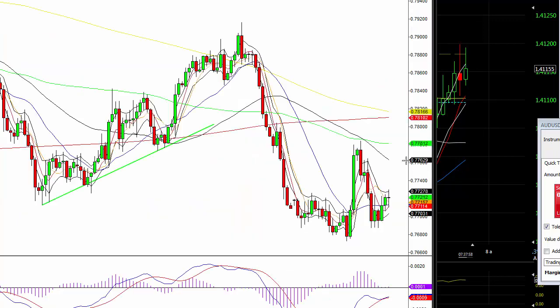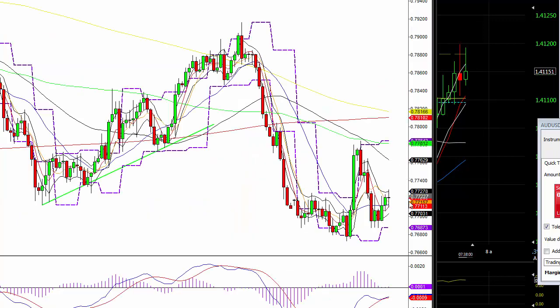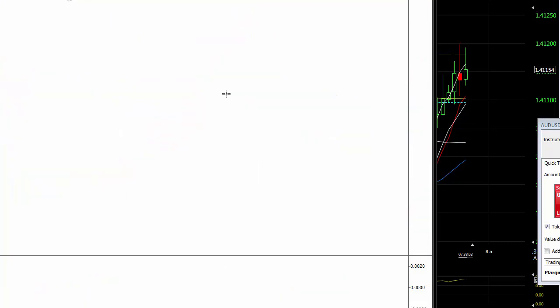And Aussie always had that potential to have that run, as I've said, up to that hourly 200, which is also the 4-hour 50s in a similar area. So I mean, don't get me wrong, that could take till tonight for it to get there, but that is at least a potential.